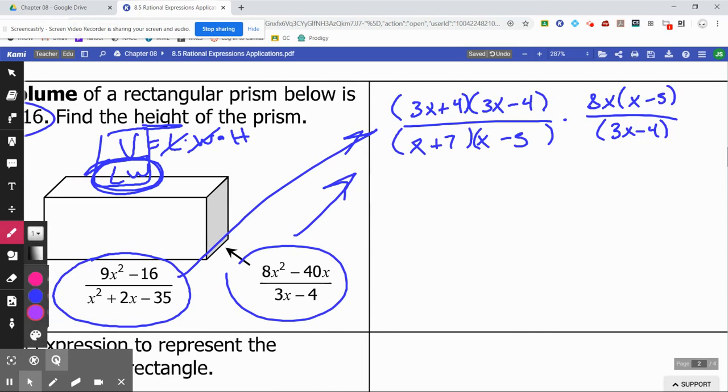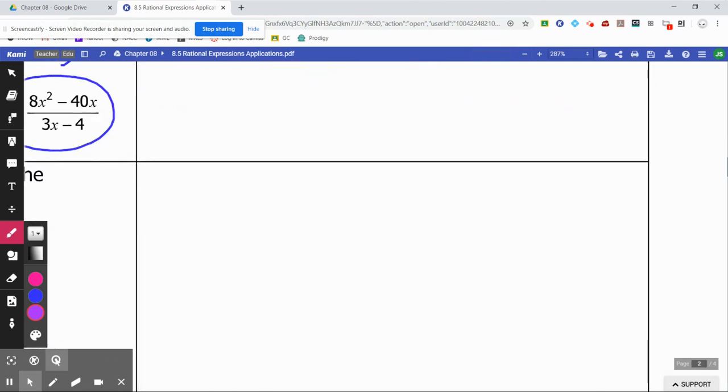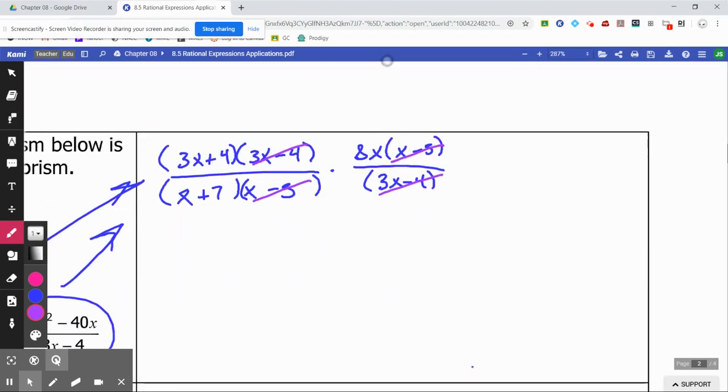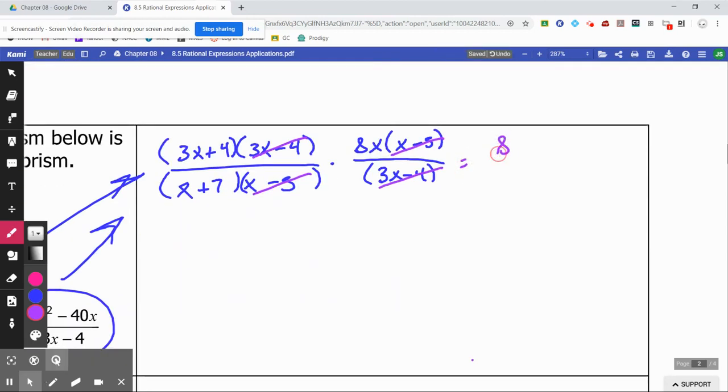Now let's go through and clean this up. 3x minus 4s are gone. X minus 5s are gone. And that's going to leave you with, scroll down on me, an 8x on top and a 3x plus 4 on top over an x plus 7 on bottom.